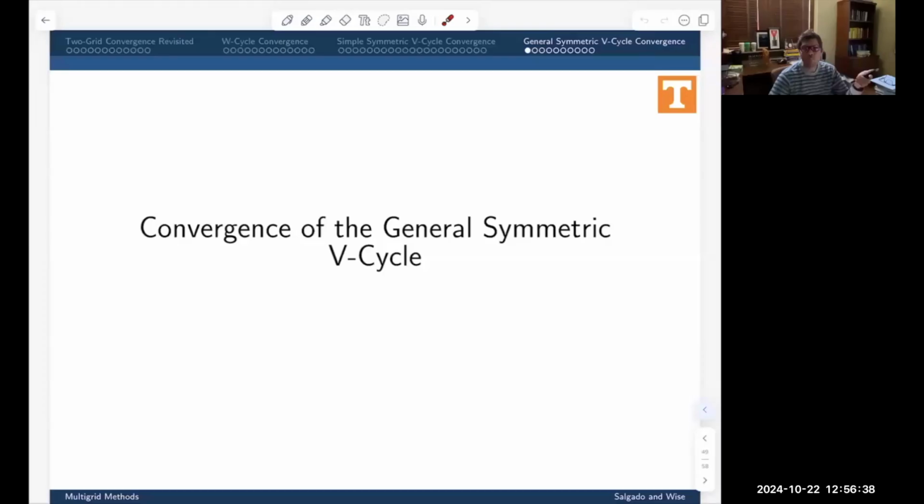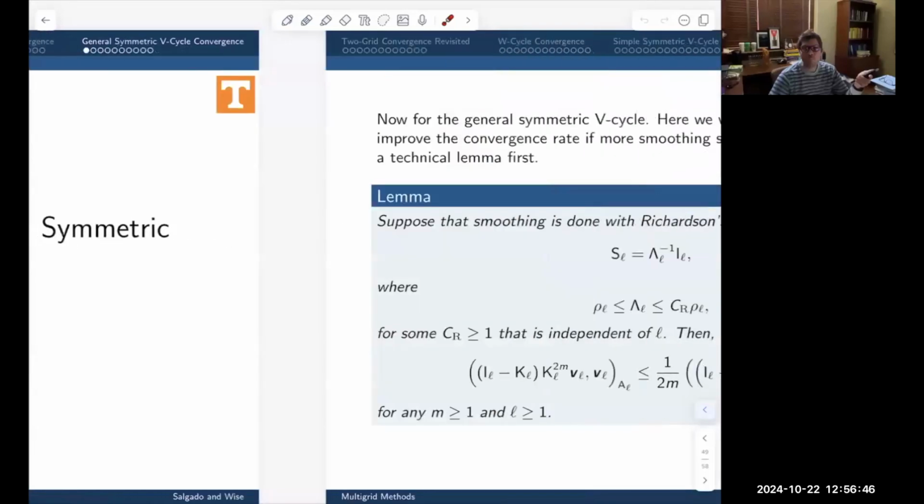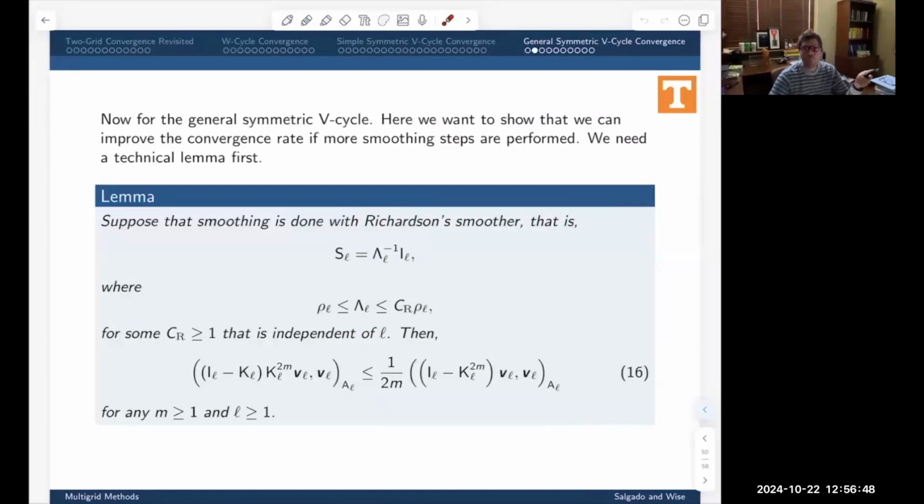Welcome back to Multigrid Methods. Today we're talking about the convergence of the General Symmetric V-Cycle. So in this result, we want to show that if we do more smoothing iterations, then our convergence rate improves. So that's the idea.